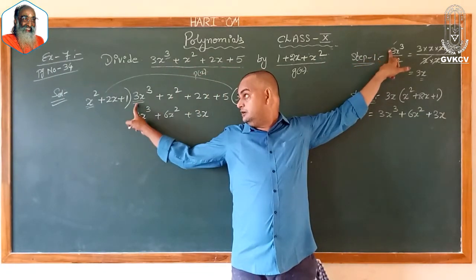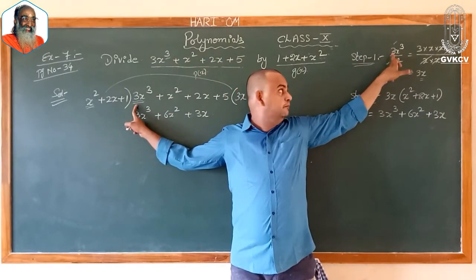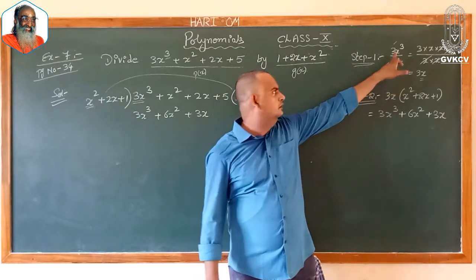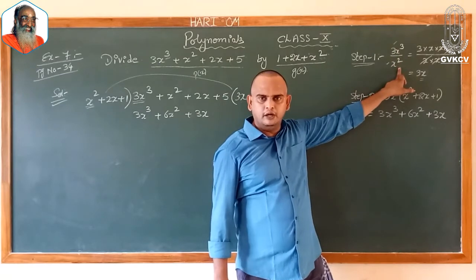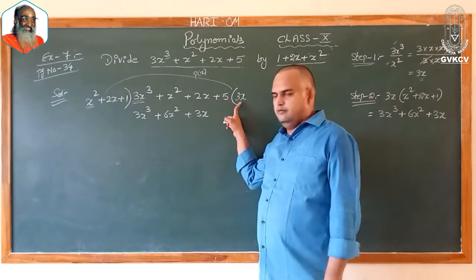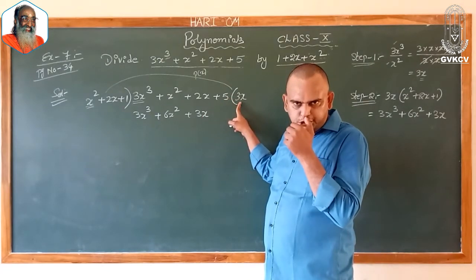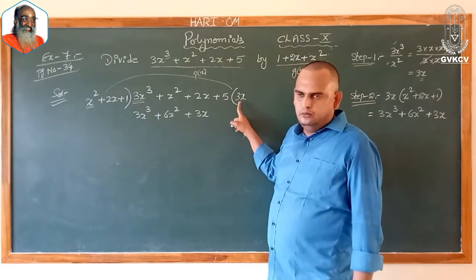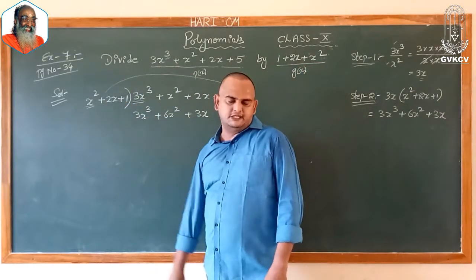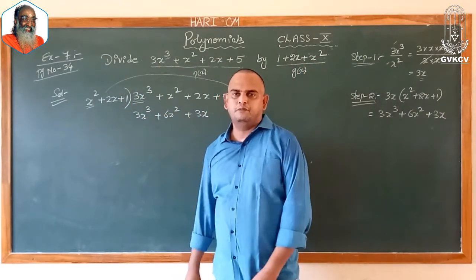First term of the dividend by first term of the divisor: 3x cubed by x squared. What do we have? 3x. That should be written in the place of the quotient. Now we need to multiply this quotient and the divisor. That is step 2.